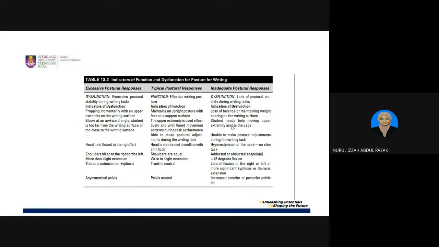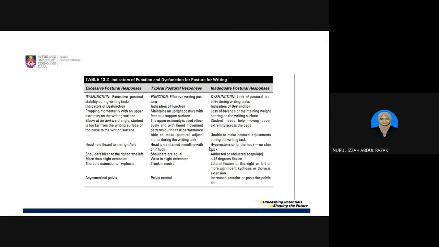Okay, this is the typical posture response. This kind of posture response leads to effective handwriting. Here the child is able to maintain an upright posture with feet supported on the surface. The upper extremity is used effectively with fluid movement and is able to make postural adjustments during the handwriting task. The head is maintained at midline with chin tuck. The shoulders are equal, trunk and pelvis in neutral position, and wrist in slight extension.